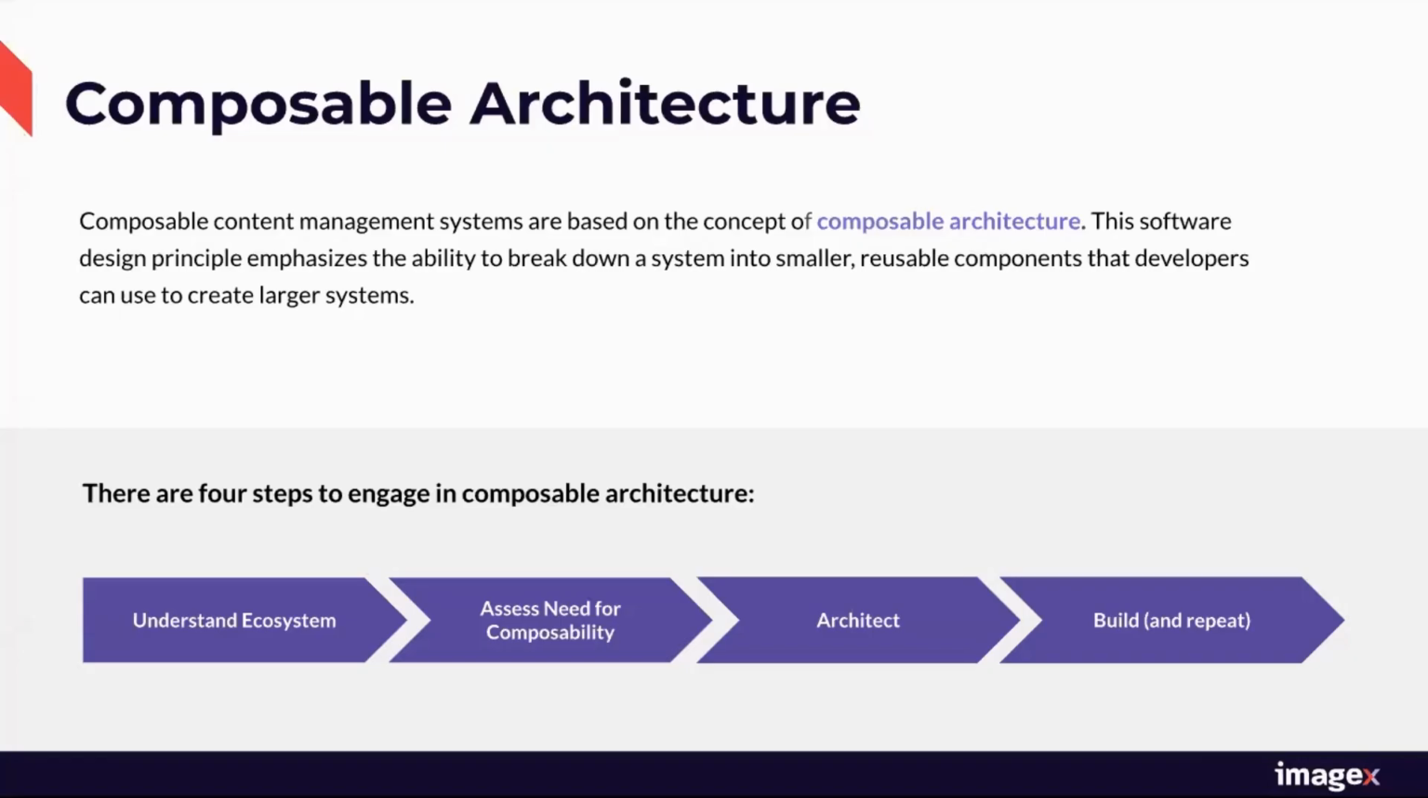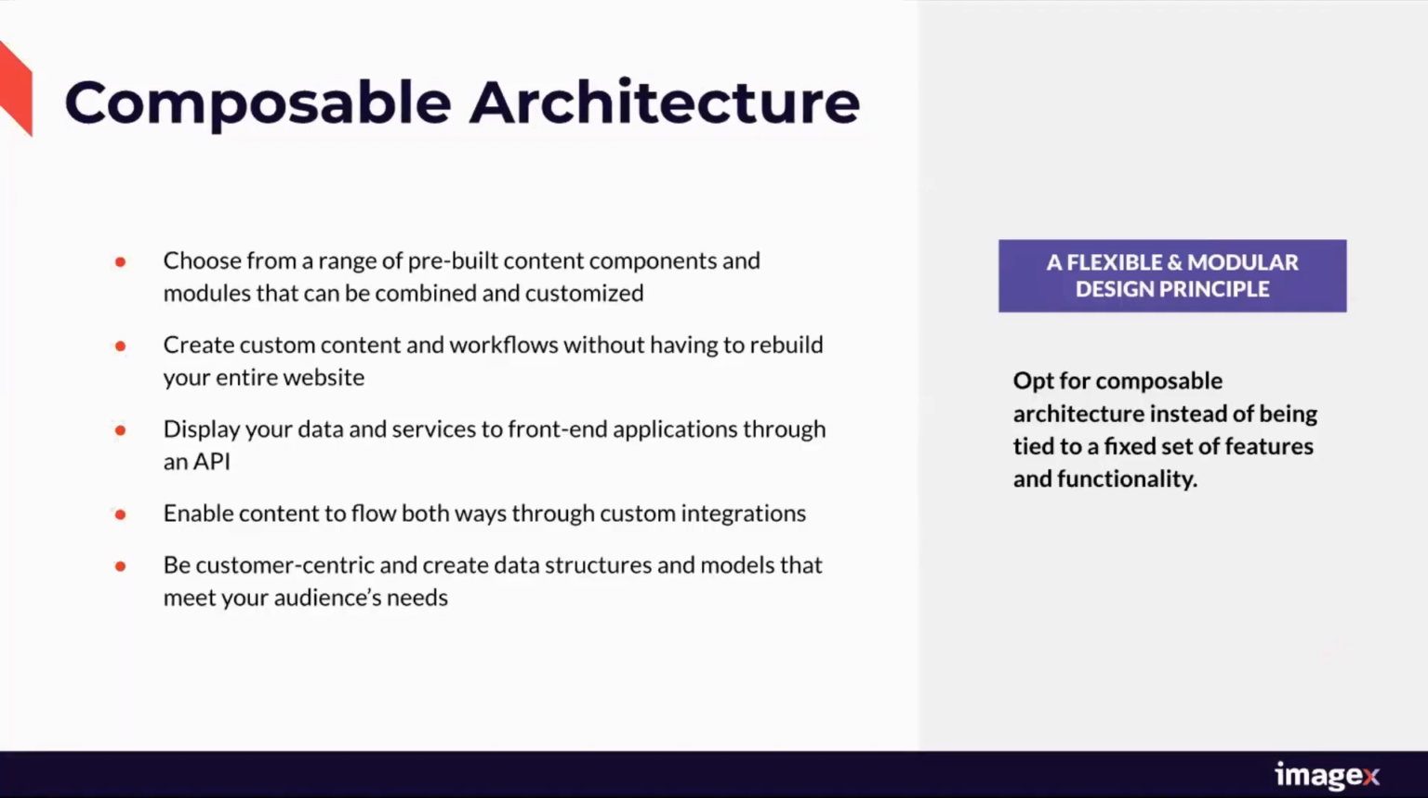So it works basically by using composable architecture. And composable architecture is a software design principle that emphasizes the ability to break down complex systems into smaller, isolated, and reusable components that can integrate to create a larger system that scales. There are 4 steps to engage into composable architecture, which are understand ecosystem, assess need for composability, architect, build, and repeat.